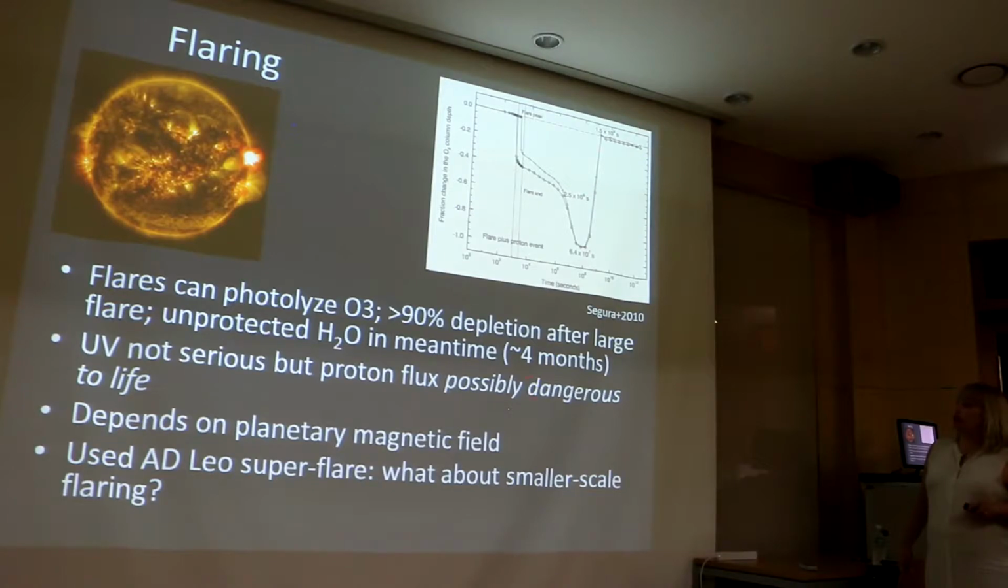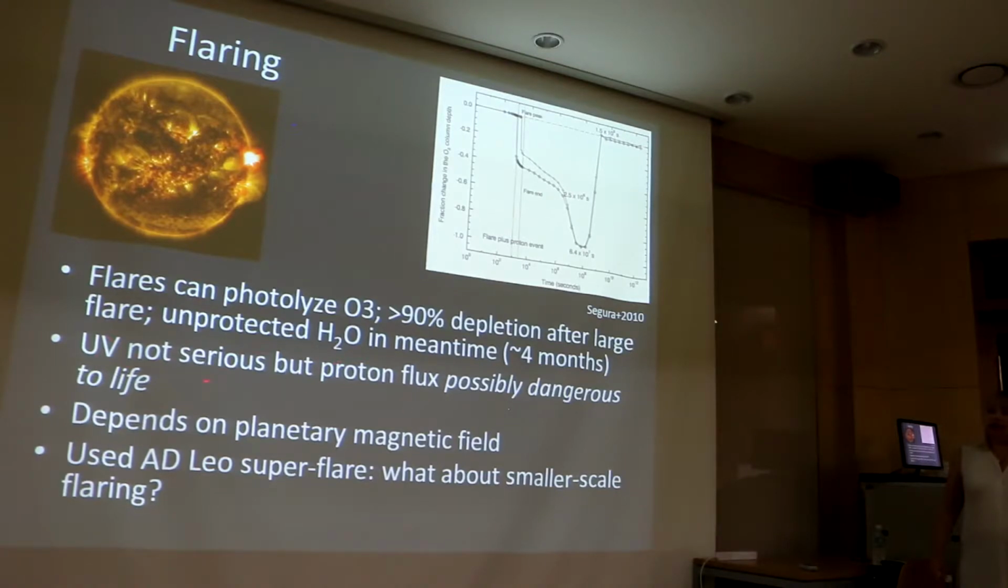Now, after 4 months, you're back to the same amount of ozone you had before. It will recombine. But in the meantime, if you had a second flare, another large flare, you don't have the ozone layer to protect the water lower down in the atmosphere. And so it's possible that if you have many flares, the atmosphere is never able to settle and maintain a stable case.